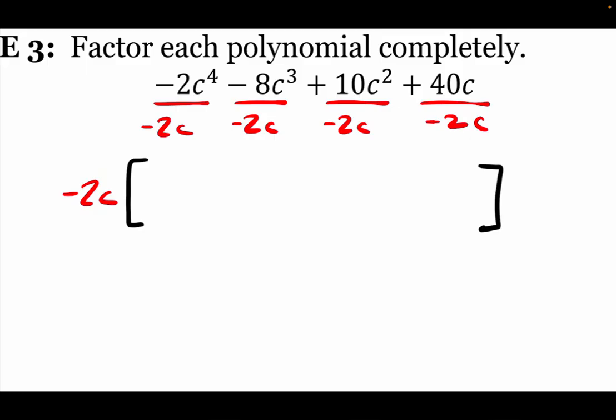If I take away a power, that leaves c to the 4th. Negative 2 divided by negative 8 makes positive 4. If I take away a power, that leaves 4c squared. Negative 2 goes in the negative 10, negative 5 times. If I take away a power, I just leave 1. And then negative 2 goes into negative 40, negative 20 times.